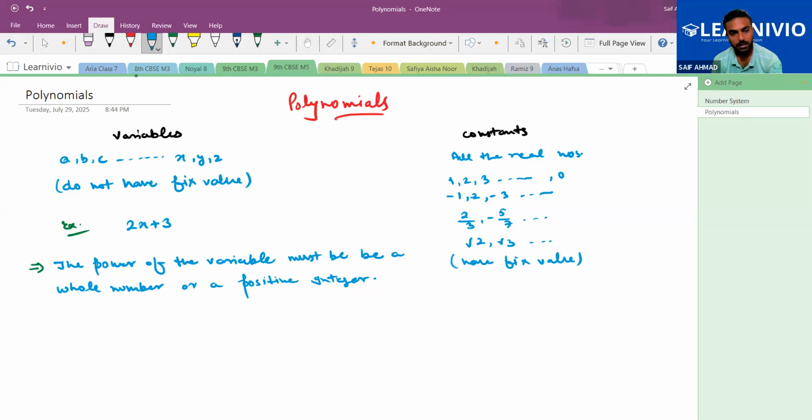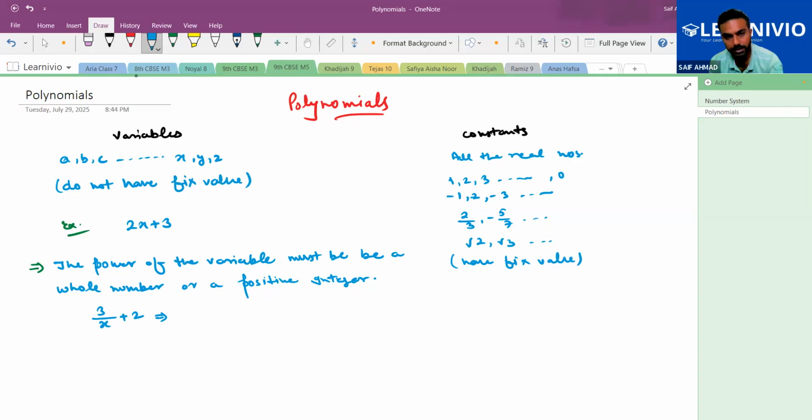For example, if I'm writing 3 by x plus 2, can you say that it is a polynomial? Mohammed Ali, tell me. Yes, sir. Is it a polynomial or not? It's not a polynomial. Why? Because here the power of x is -1, which is not a whole number. Yes, x is in the denominator.